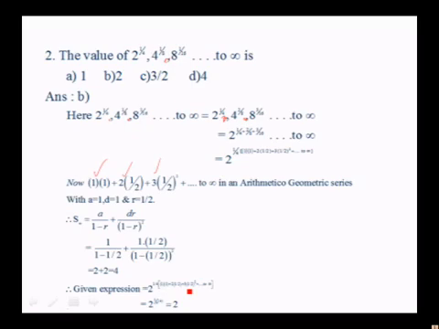So here you take 2 powers always. All of them are 2 powers. Okay.